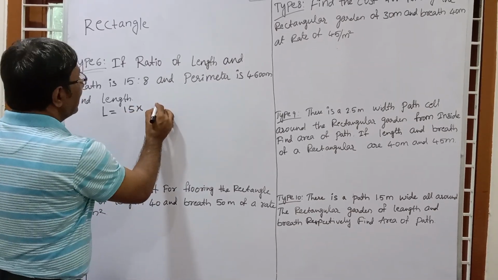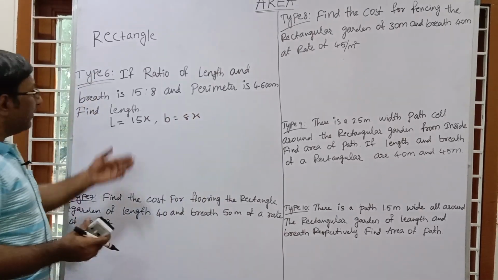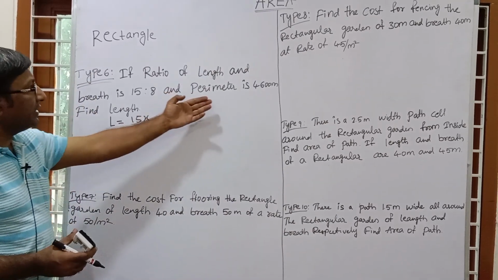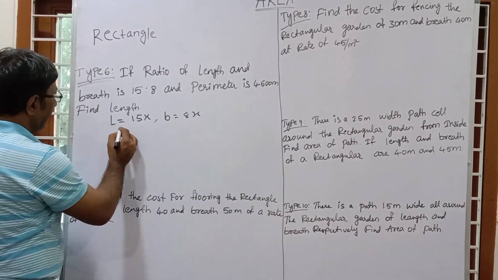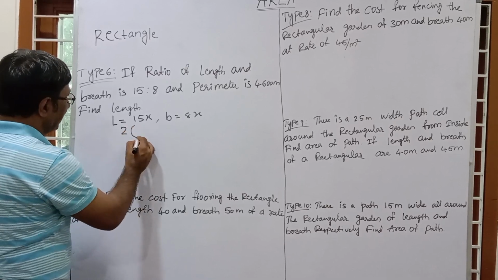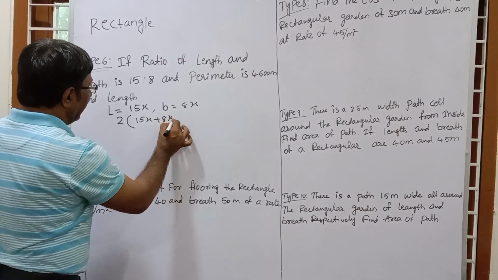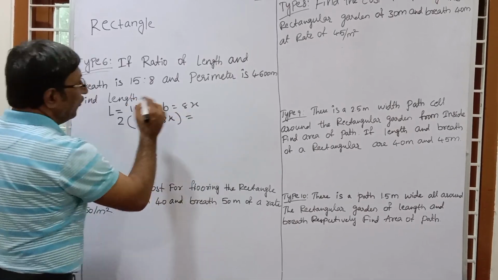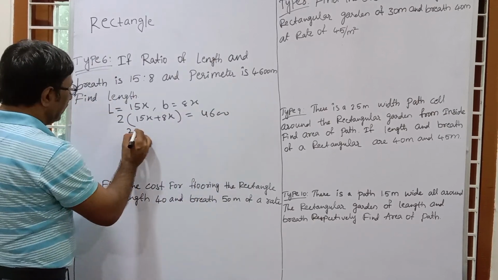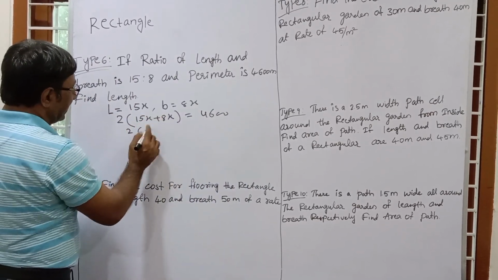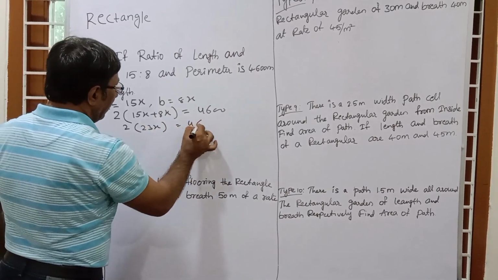In the same way, the second one is breadth. So breadth is what? 8x. Now we have length and breadth, and the perimeter is already given, 4600 meter. So you know perimeter is 2 into length plus breadth. Length is 15x, breadth is 8x. So this perimeter equals 4600. So this is 2 multiplied by 15 plus 8, you know, 23. So this is 46x equal to what?